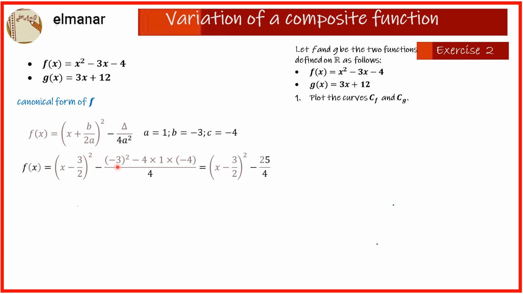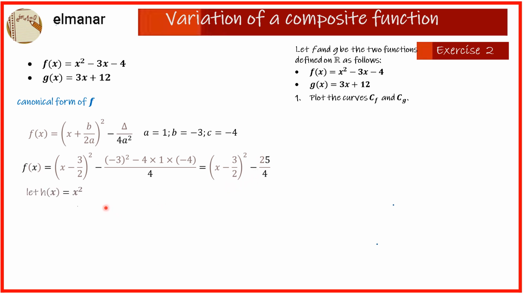minus the quotient of (−3)² − 4 × 1 × (−4), the entire quantity divided by 4. This expression simplifies to f of x equals (x − 3/2)² − 25/4.